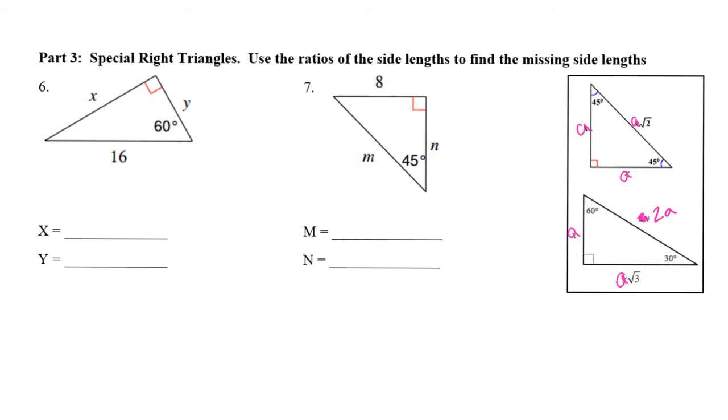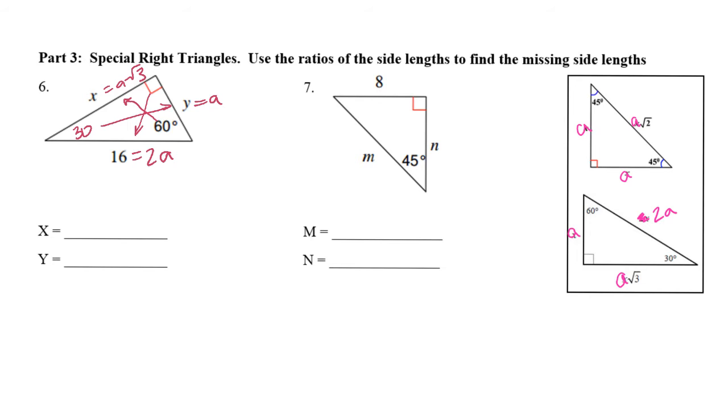All right, special right triangles. You should remember there's two different types of triangles. There's a 45-45-90 and a 30-60-90. So number 6 is going to be a 30-60-90. So remember the side across from the 30 is always equal to A. Across from the right angle is equal to 2A, and you can always use this thing to the right. And the side across from the 60 is A root 3.